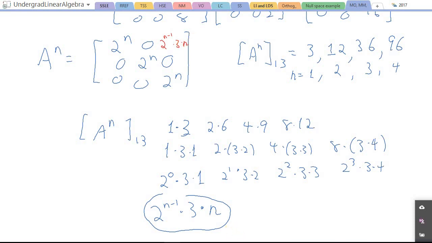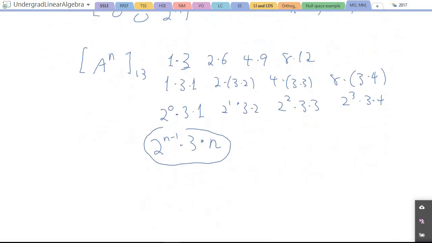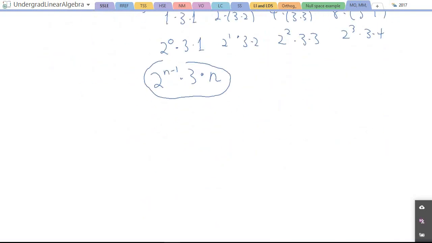Okay. There's another way to do this that's kind of tricky, and I think it might be interesting to see how this works for you. I can write A in a different way. So here's a tricky way.